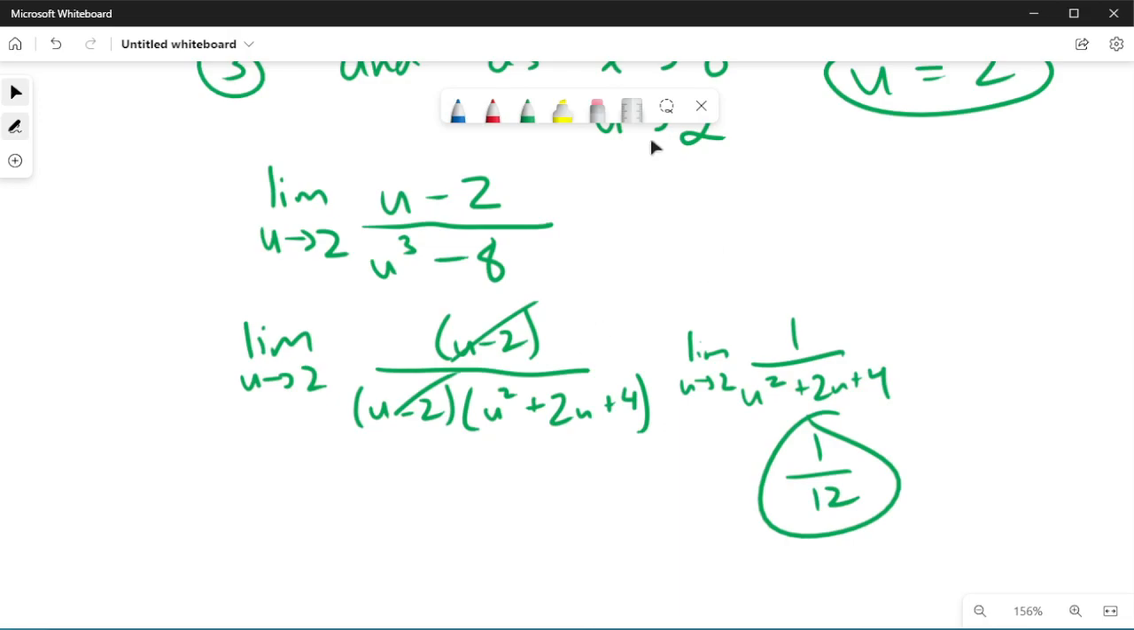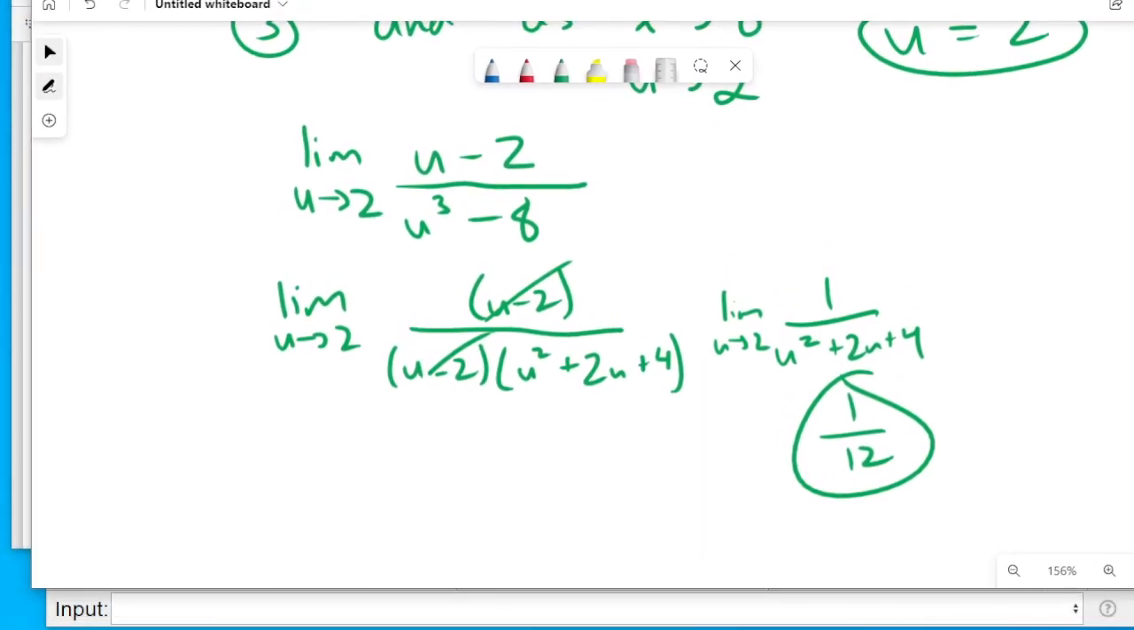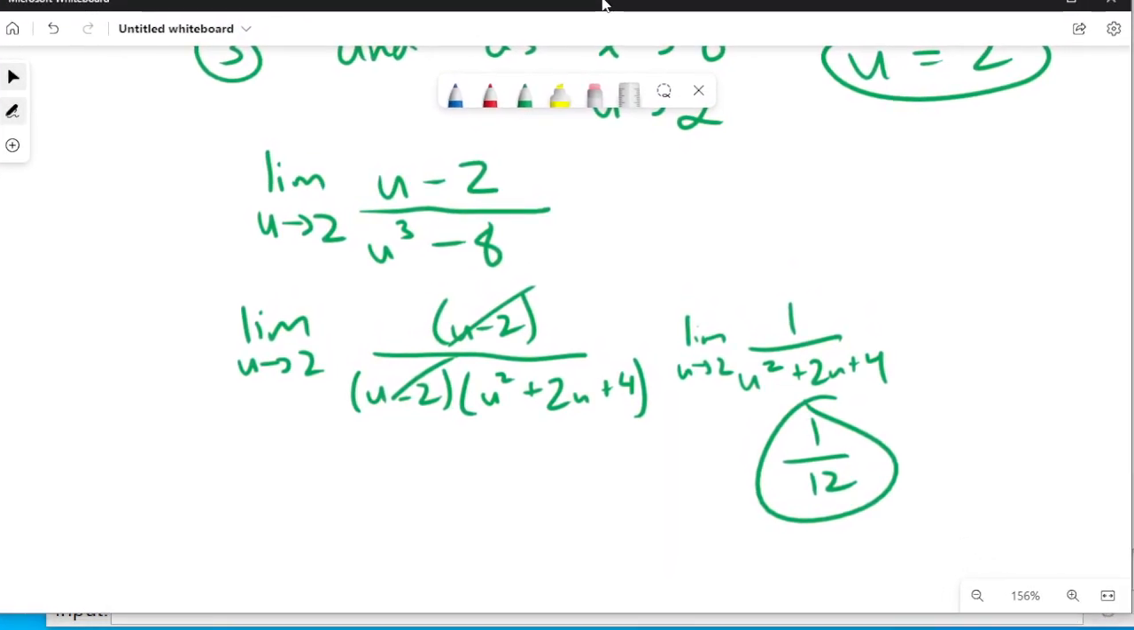Okay, so I think these substitution ones are really important. They're some of the harder ones. They're definitely ones that you should spend time practicing.